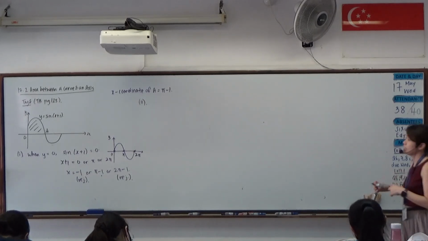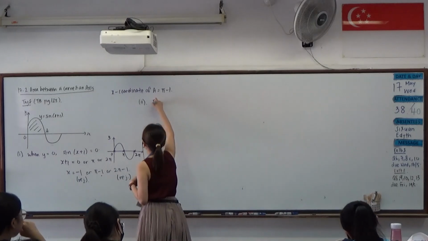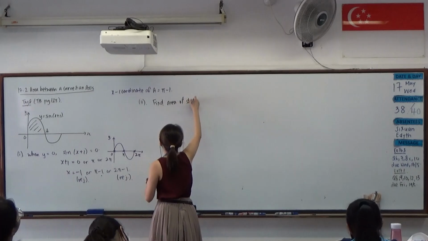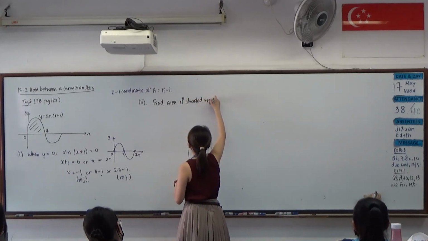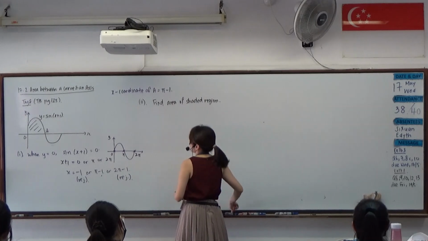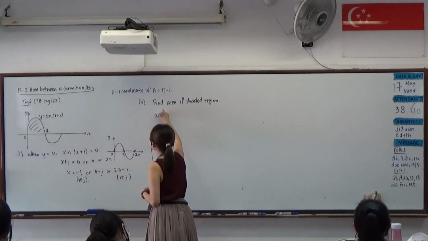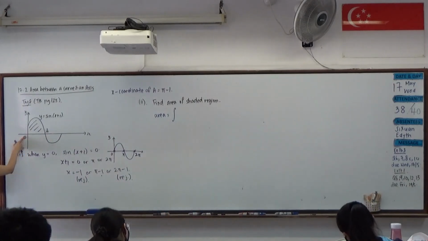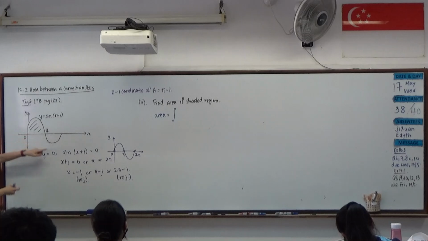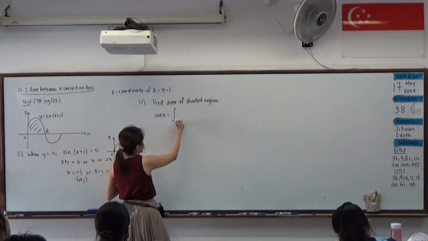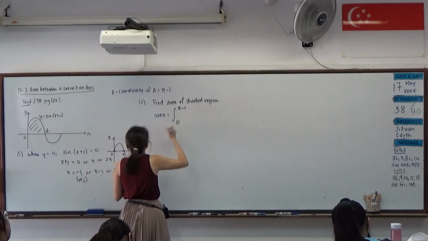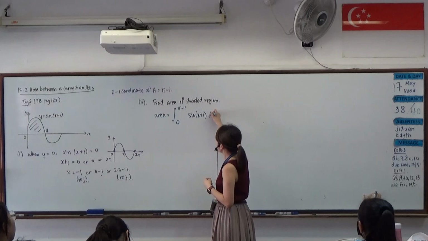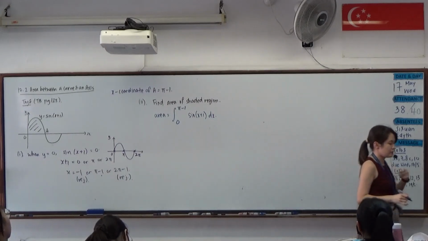Then we proceed to find the area of the shaded region, which is what part 2 asks for. To do that, we will integrate from 0 all the way to A. A's x coordinate is pi minus 1, so we integrate from 0 to pi minus 1 the function sine x plus 1, with respect to x.